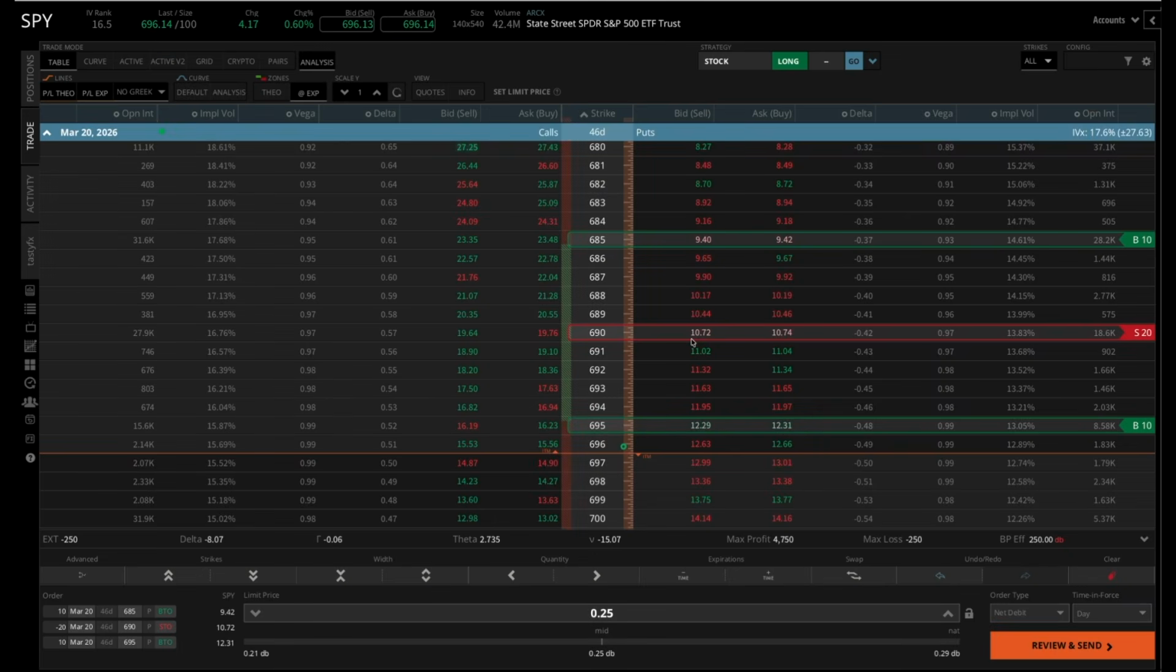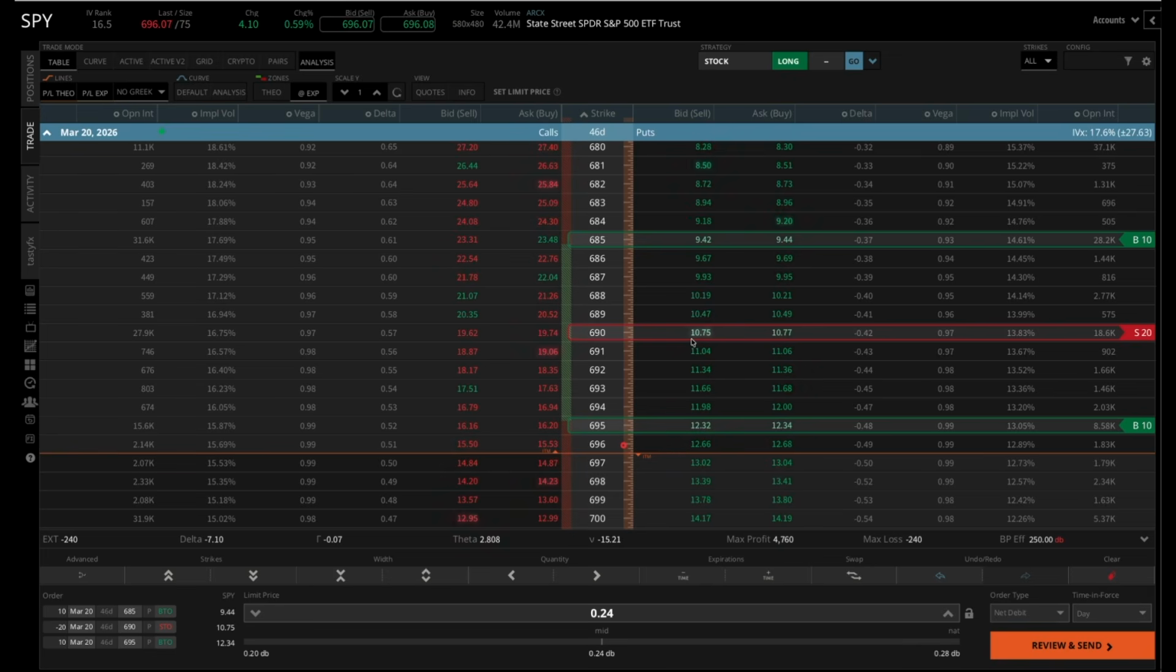Okay, so we're back in the Tastytrade software here, and now I want to demonstrate creating an off-centered put butterfly or a broken wing put butterfly. They're both the same thing. And in this particular example, I want to give this a bullish tilt.